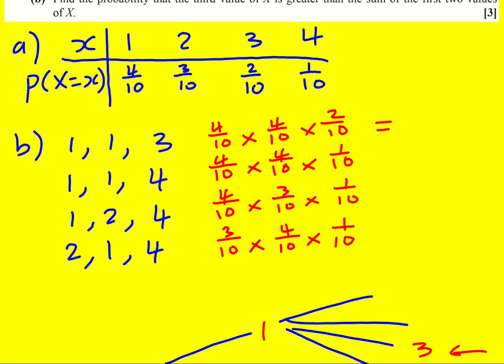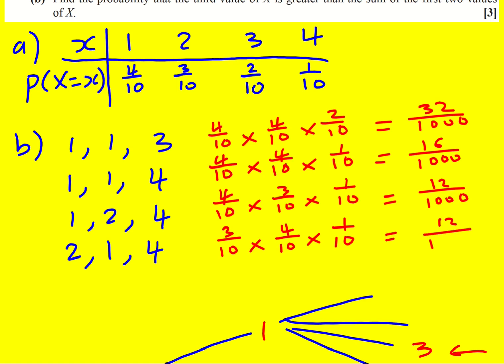Okay, so let's work out these answers. I'm doing all this without a calculator, but you can obviously use a calculator, but sometimes it's easier not to. 4 times 4 is 16, times 2, 32. And 10 times 10 times 10 is just 1,000. So all of these are going to be over 1,000. This one's 16 over 1,000. And these two are both 12 over 1,000.